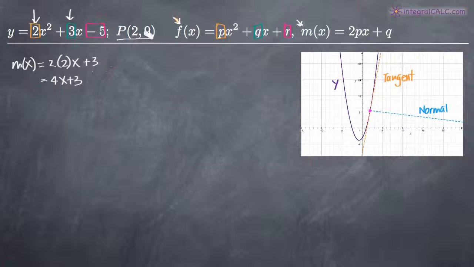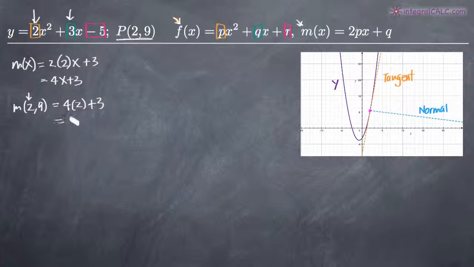We just need to figure out what the slope of the tangent line is at the point (2, 9), because we've been given this point. So we go ahead and plug the point (2, 9) into our m of x function. And basically that's just going to entail plugging in 2 for x. So we'll get 4 times 2 plus 3, plus 3.